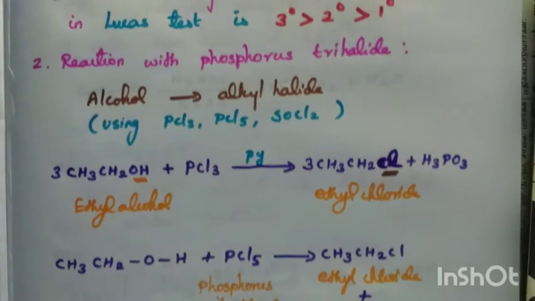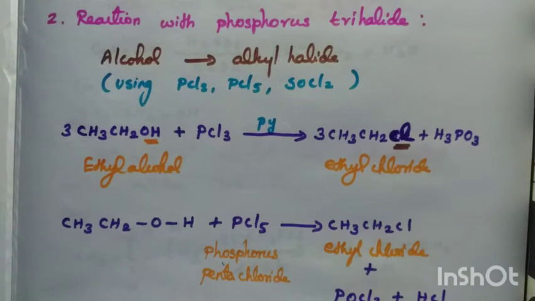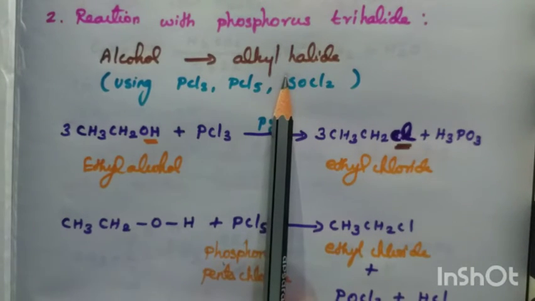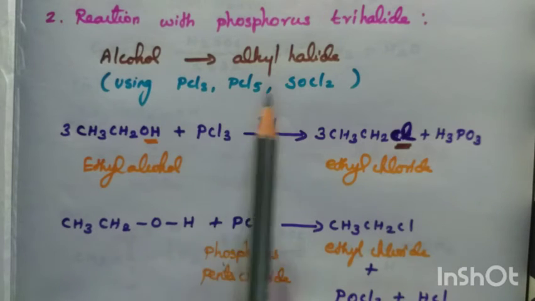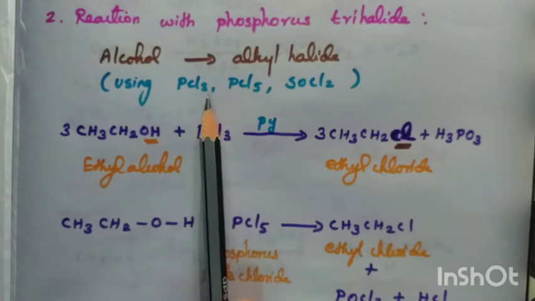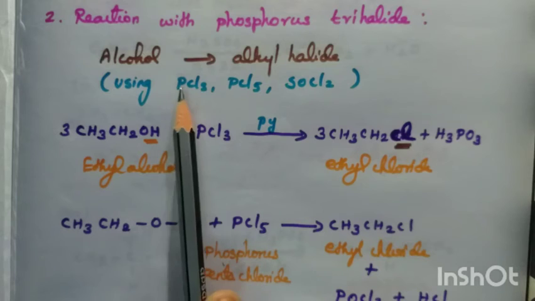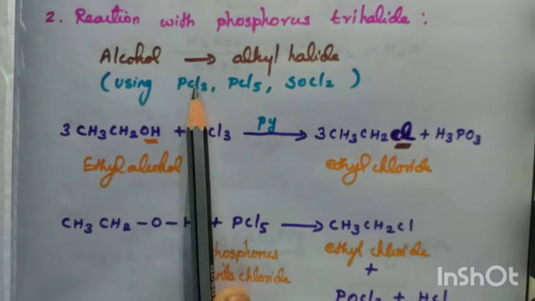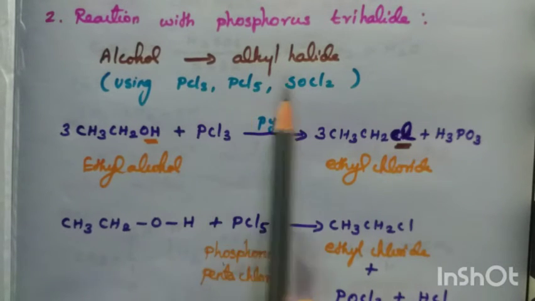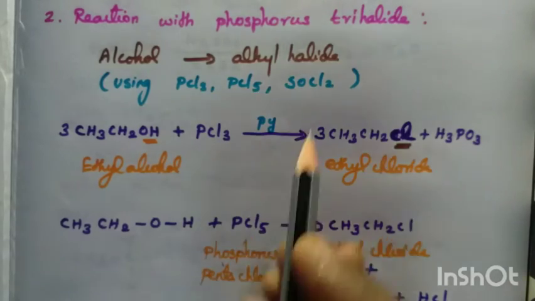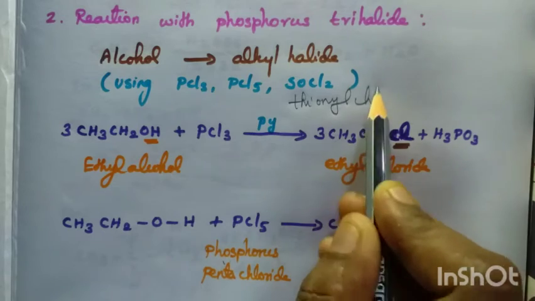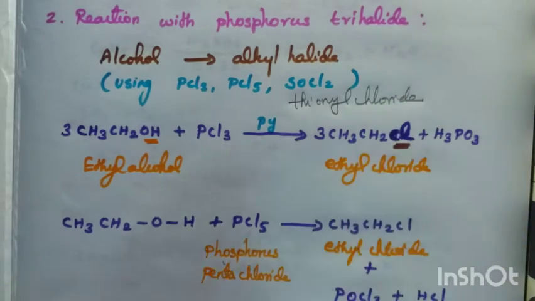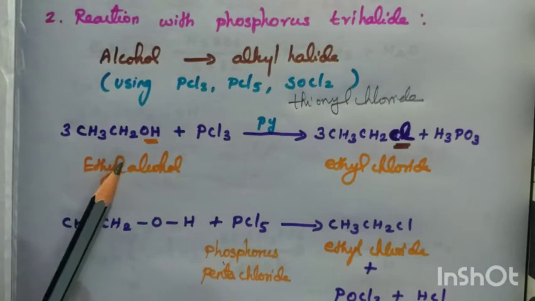Now it is the reaction with phosphorus trichloride or phosphorus halides normally. Alcohol is converted to alkyl halide by using another reagent, that is PCl3, PCl5, or thionyl chloride. PCl3, PCl5. If you want bromide, it means PBr3. So PCl3 or PBr3, PCl5, thionyl chloride. SOCl2 is called thionyl chloride. Now, how does this reaction take place?